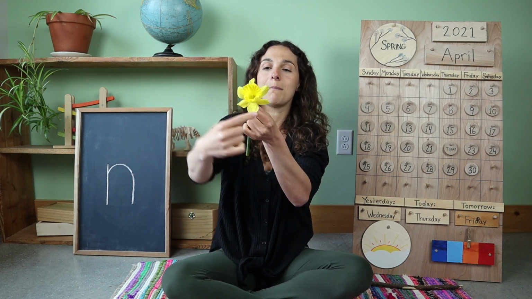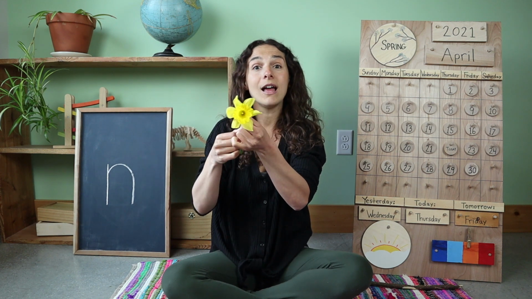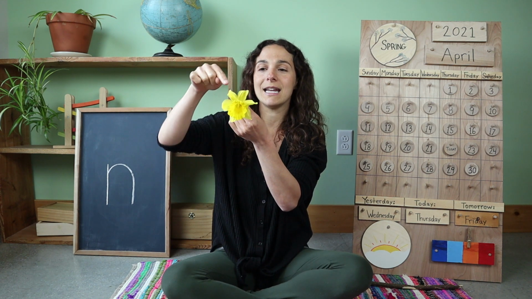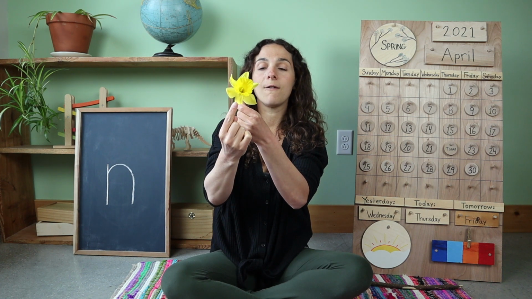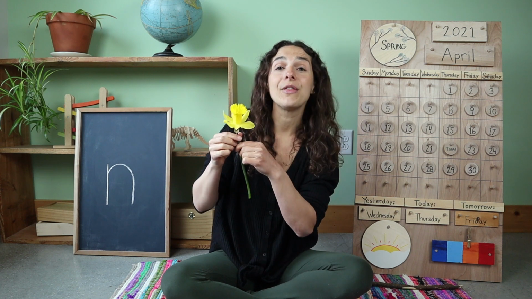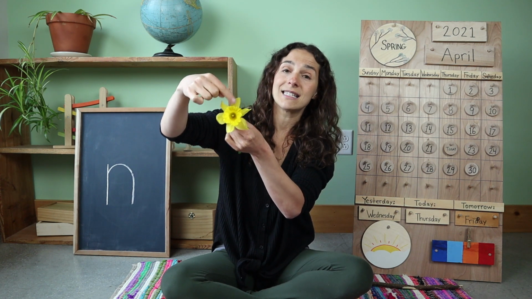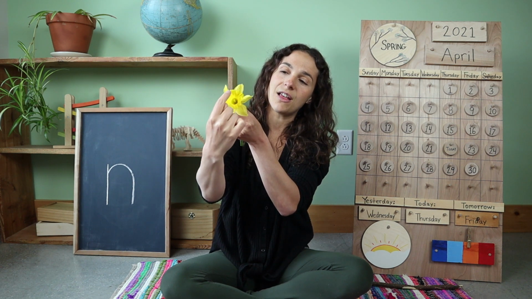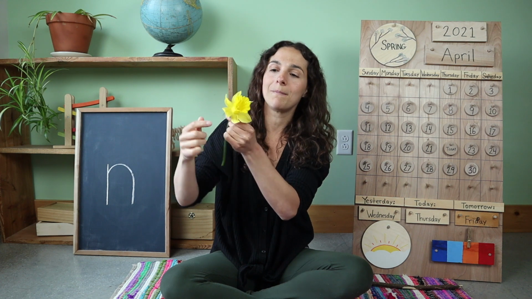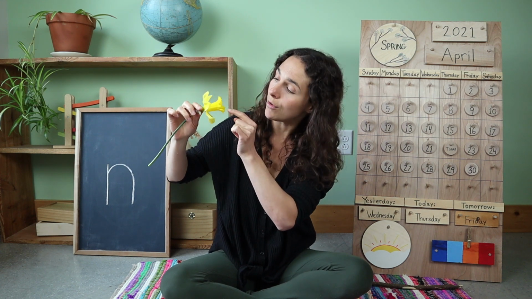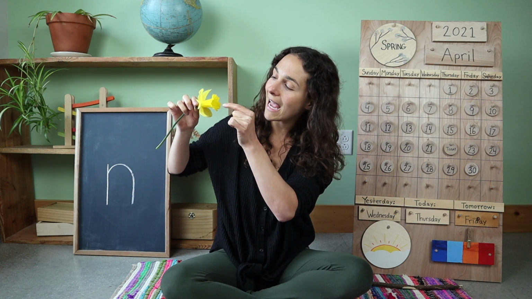So these petals are around the top of the daffodil. Let's count how many petals we see. 1, 2, 3, 4, 5, 6. There are 6 petals on this daffodil. And then inside of the petals is this part. This is like a large petal. This is called the corona. And inside of the corona is a long yellow part that's sticking out.